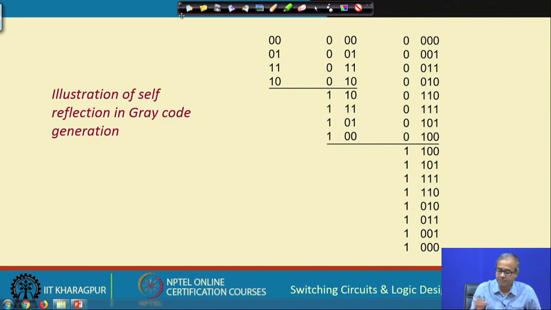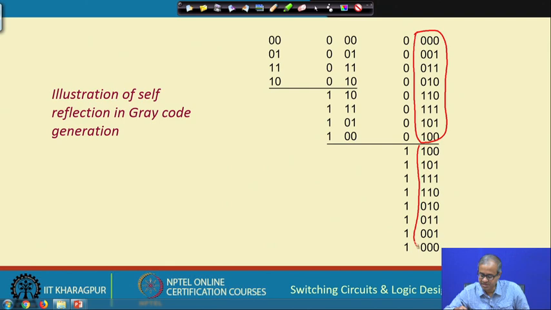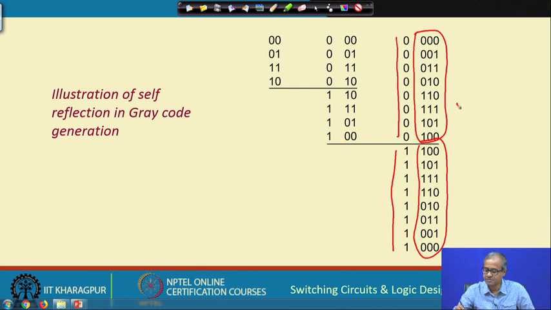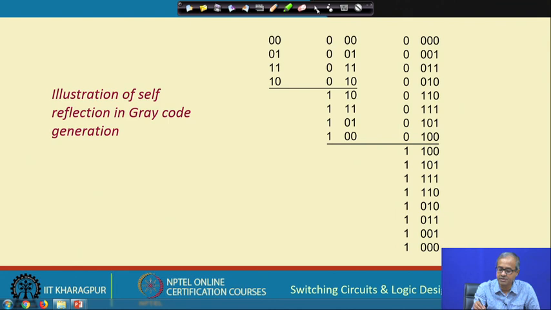Similarly, from 3 bit to 4 bit, you follow the same principle. You write down the 3 bit gray code block twice, one the mirror image of the other, same way, just reflecting, add 0 in the beginning of the first block, add 1 in the beginning of the second block. So, what you get is 4 bit gray code. So, generating gray code from m bits to m plus 1 bits is fairly simple, as you can see, right. So, this is also a reason why it is called self-reflecting code.